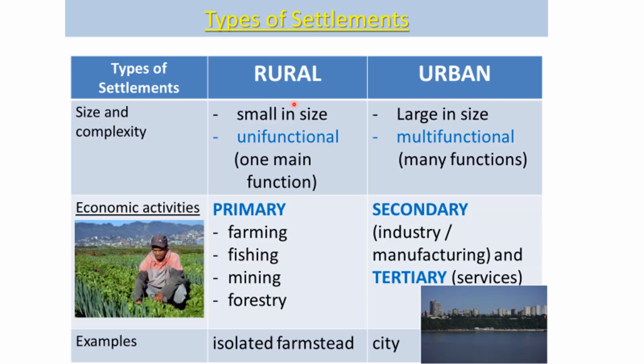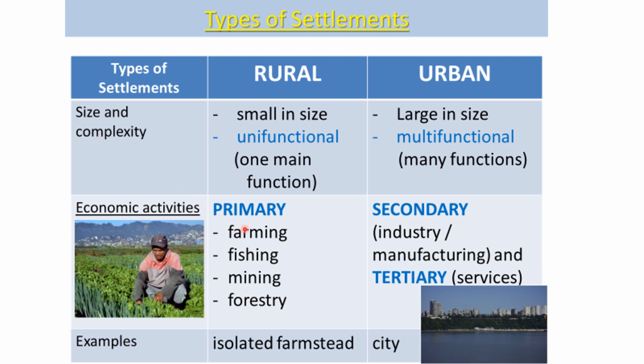There are two main types of settlements. A settlement is either rural or urban. Rural and urban settlements differ from each other in terms of the economic activities which people are involved in, as well as their size and complexity.